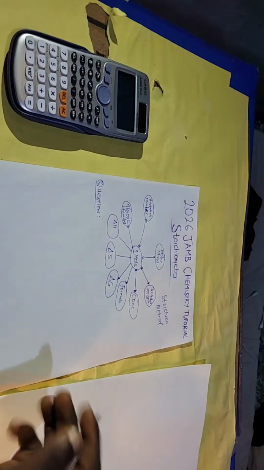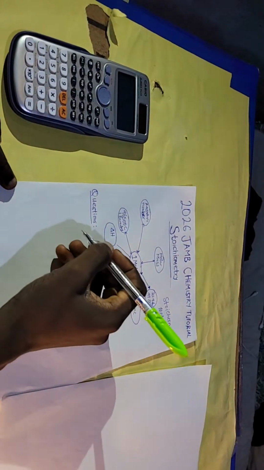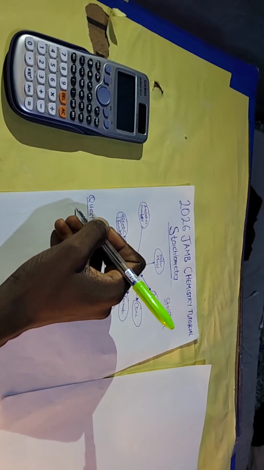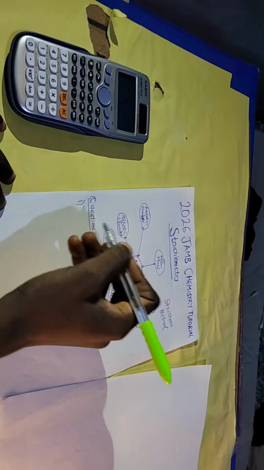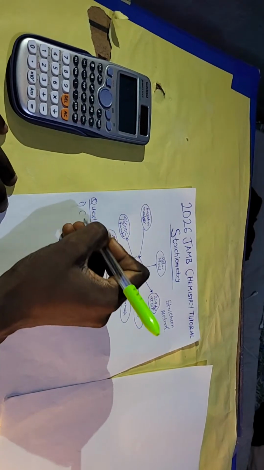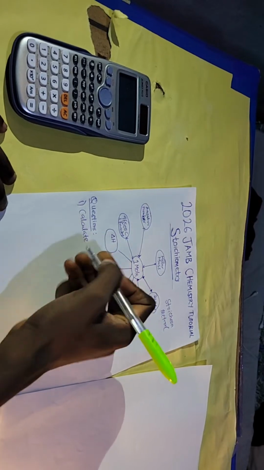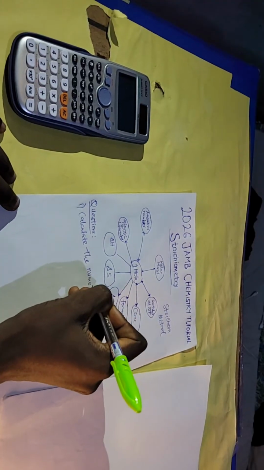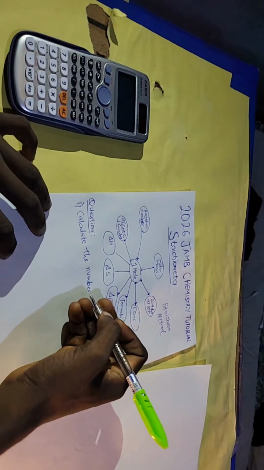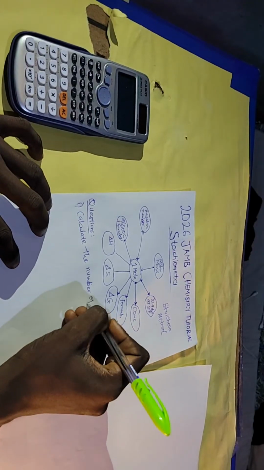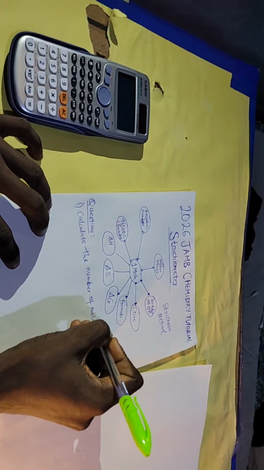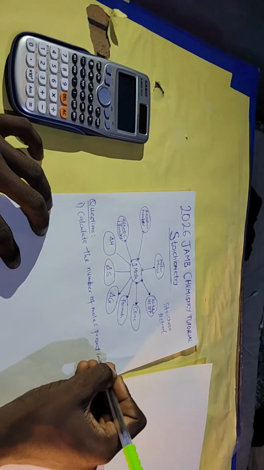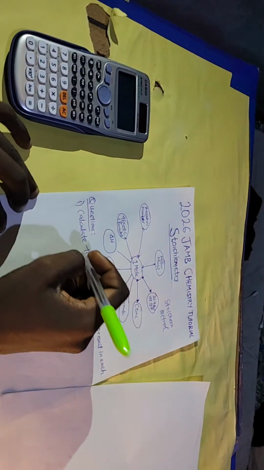All right, so let's look at a question. Question number one says, calculate the number of moles present in each of the following.